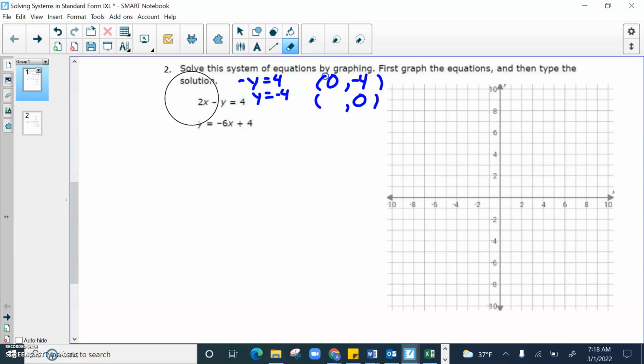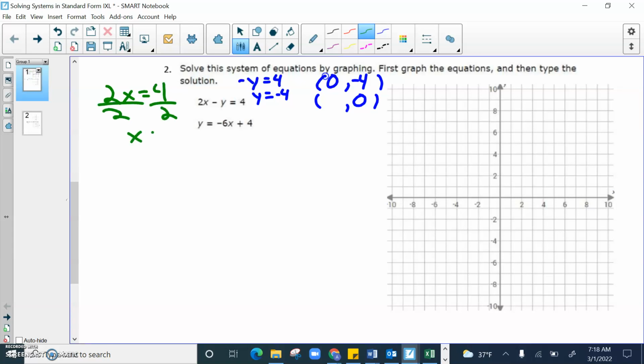When my y is 0, that leaves me with 2x equals 4. I'll divide both sides by 2. My x is going to equal 2.